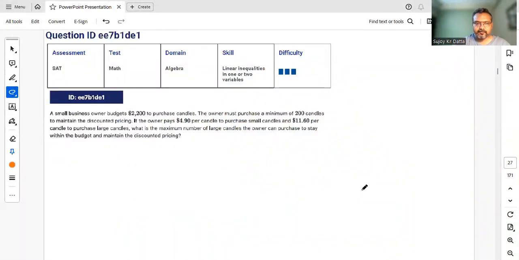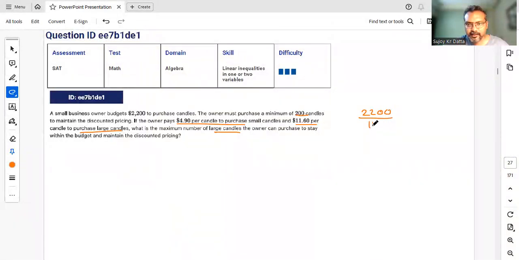This one says a small business owner budgets 2,200 to purchase candles. So you must purchase a minimum of 200 candles. Okay. Now you buy small candles at this rate and 11.60 for large candles. That's the rate for the large ones. So what is the maximum number of large candles? To buy the maximum number of large candles, what you would prefer doing is not buy any small candles. Keep the entire funds for buying the large ones.